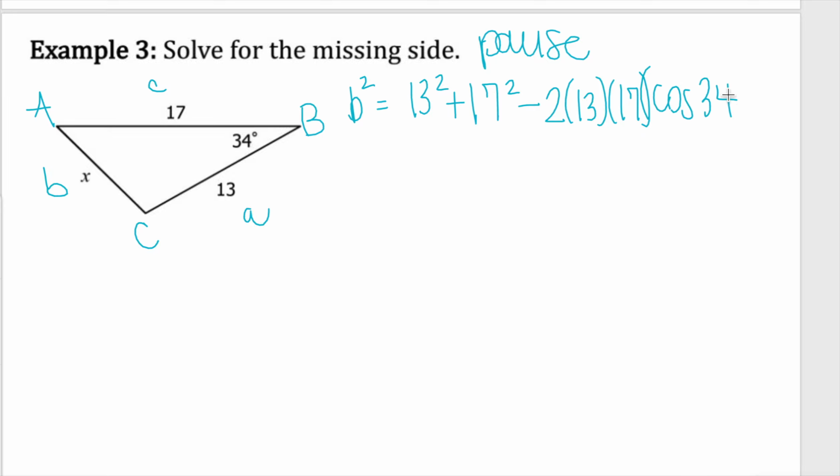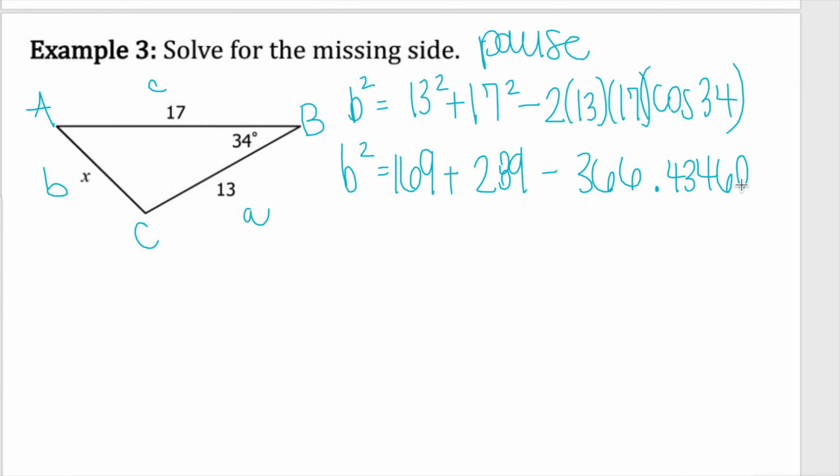which is 34. So 13 squared is 169, 17 squared is 289, and then 2 times 13 times 17 times the cosine of 34 is this decimal, 366.4346071. So we're going to add everything together from left to right. 169 plus 289 minus that answer we just got, 366.434, and so on. We're getting around 91.56539. So we're just finding the square root of this long decimal.